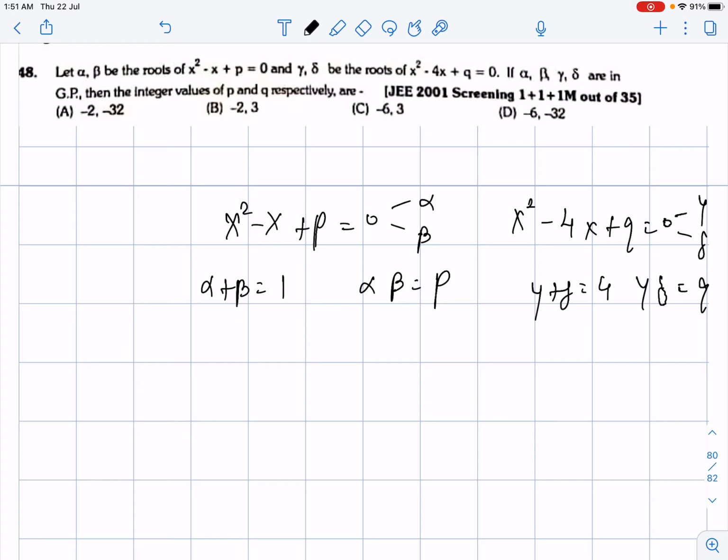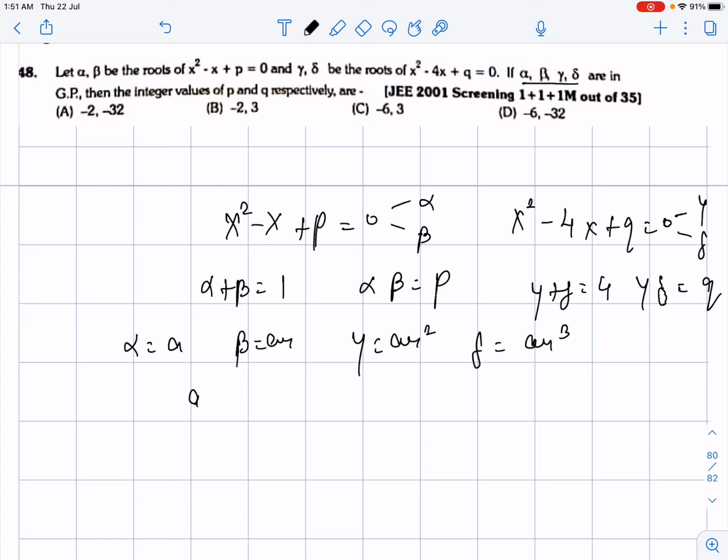Now what do we know? The values alpha, beta, gamma, delta are in GP. Then the integer values of p and q are respectively they are asking. So guys, let us assume alpha is a over here, beta is ar over here, gamma is ar square over here, and delta is ar cube over here.